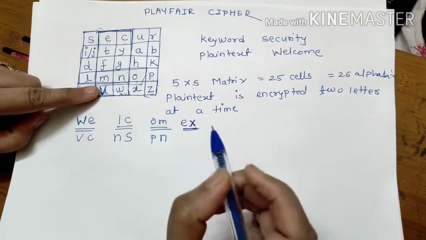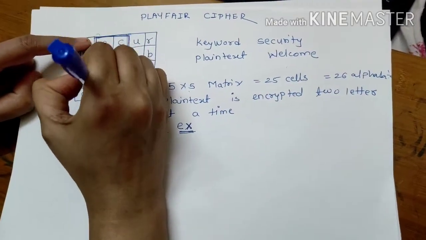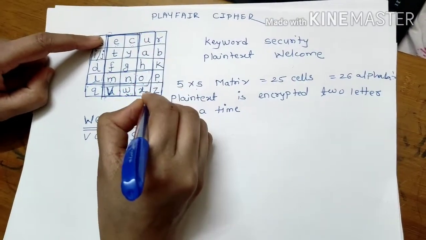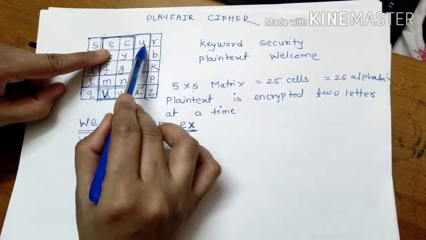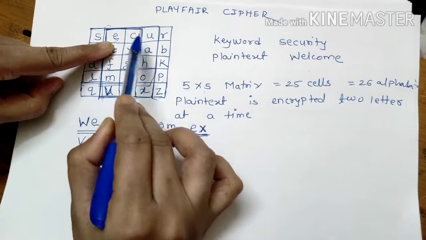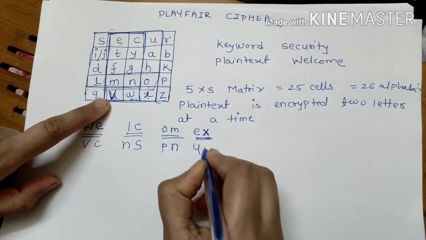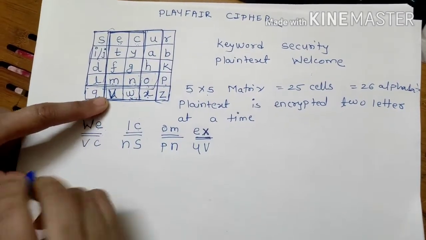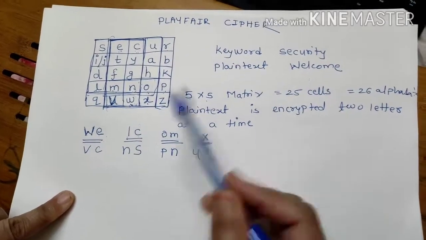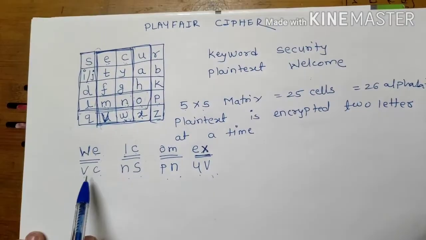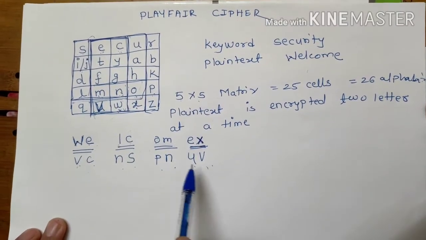Then the last one is EX. Again we have to form the rectangle. For E, we take the letter at the end of the same row. E will be replaced with U and X will be replaced with V. This way we have done the conversion of welcome into the following ciphertext: VC NS PN UV.